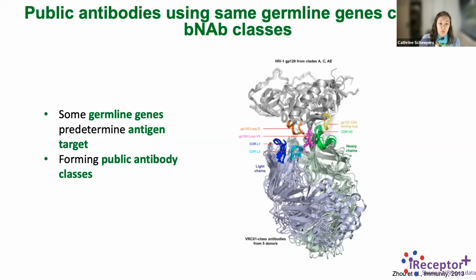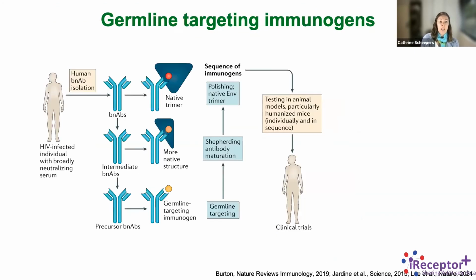So this is an overlay of different antibodies from 5 different donors targeting the CD4 binding site. And you can see that they all essentially look the same. They have the same germline genes, and they target the same thing. These all form within what we call the VRC01 class of antibodies. So there are multiple antibody classes for broadly neutralizing antibodies. VRC01, targeting the CD4 binding site, is just one of these. But essentially, we use this information in germline targeting immunogen design.